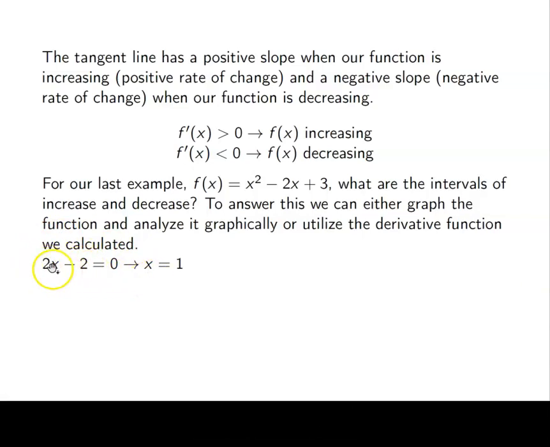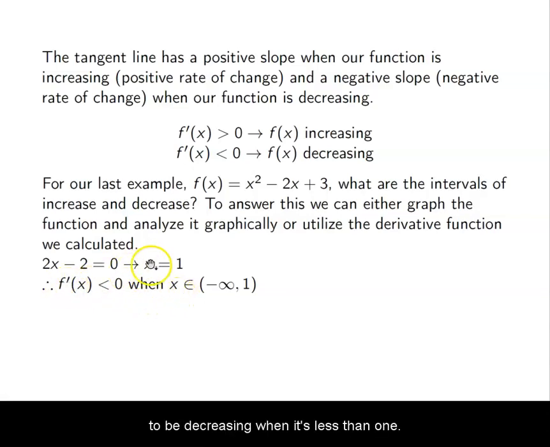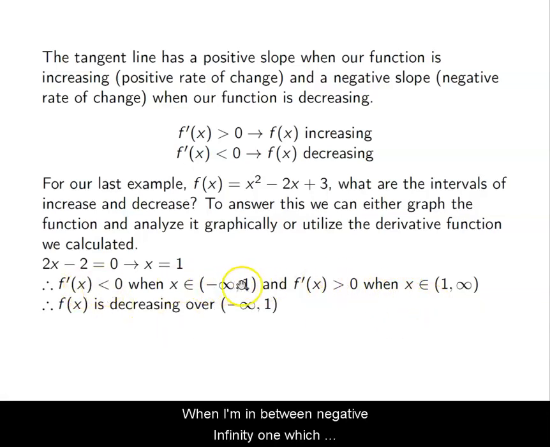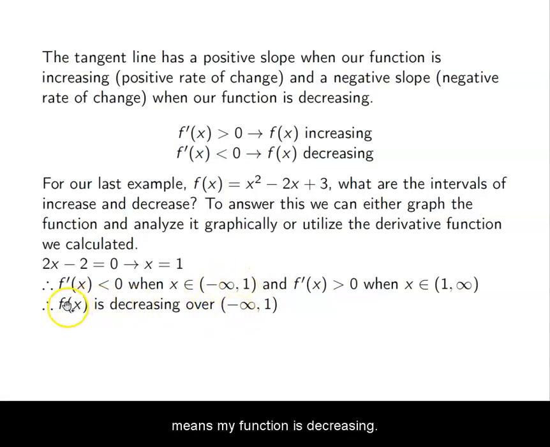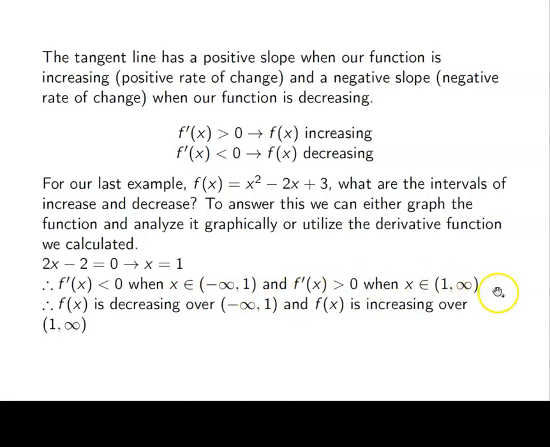So if I plug in a very large negative value, I'm negative, which means that when I'm less than 1, my derivative is negative. So my function is always going to be decreasing when it's less than 1. So over this interval, my function is decreasing. And on the other side of the interval, my function will be increasing. Okay, so the derivative is negative when I'm in between negative infinity and 1, which means my function is decreasing then. My derivative is positive when I'm between 1 and infinity, so that's when my function is increasing.